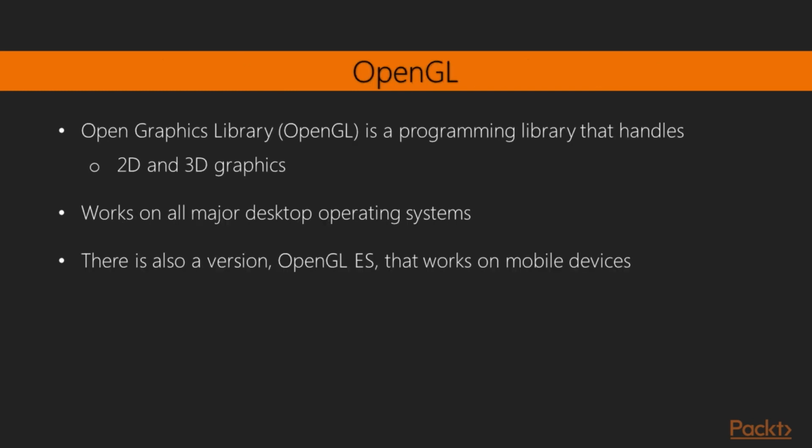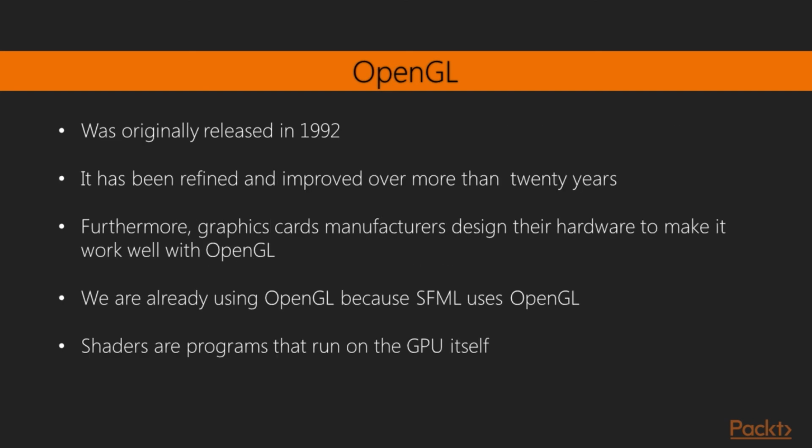Open Graphics Library, OpenGL, is a programming library that handles 2D and 3D graphics. OpenGL works on all major desktop operating systems, and there's also a version, OpenGL ES, that works on mobile devices. OpenGL was originally released in 1992. It has been refined and improved over more than 20 years. Furthermore, graphics card manufacturers design their hardware to make it work well with OpenGL.